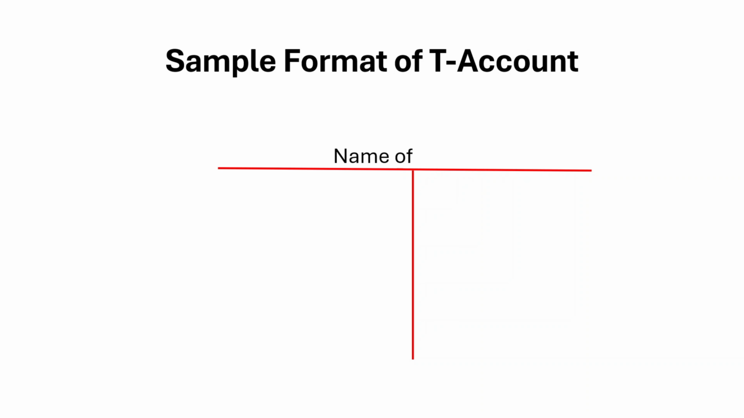Let us look at the simple format of a T account. It looks like a T, and on top it has the name of the account, it has the debit and the credit side.